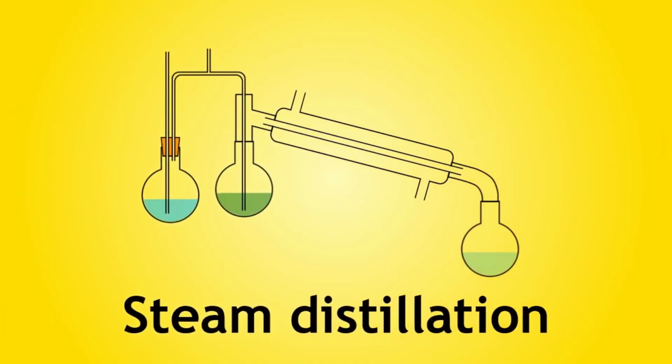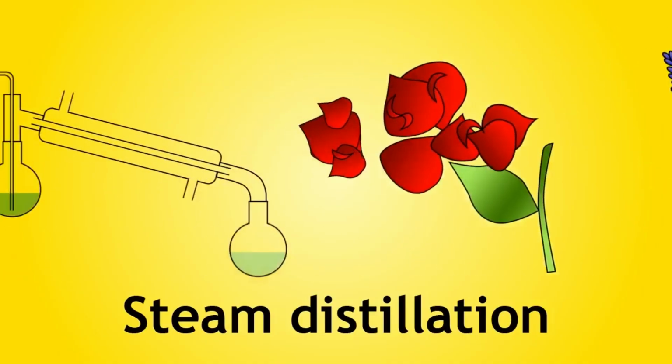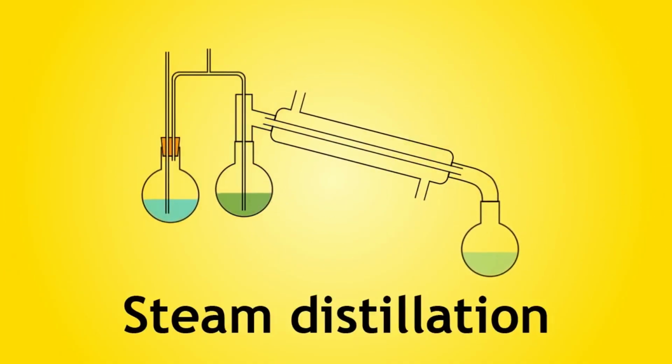Steam distillation is used to extract floral oils, such as rose and lavender oils. Steam is passed through the flower petals. The oils are then able to evaporate. Since the oil droplets are very small, they can form an emulsion with water. The oil can then be separated using distillation.